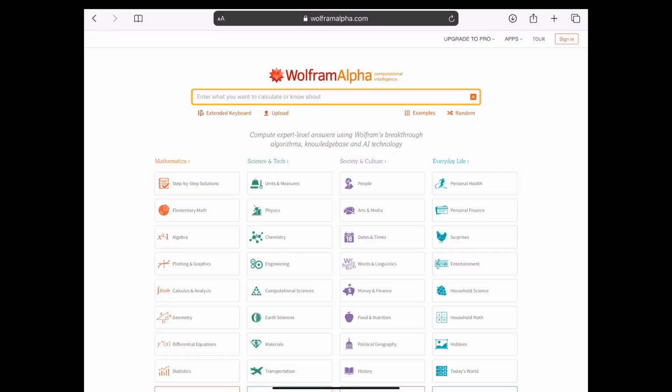This is the website, Wolfram Alpha. You see on top is the address, www.wolframalpha. And as you see on the front, it is not only for mathematics, but I am now on mathematics. You can use it for physics, you can use it for arts and media, and etc.